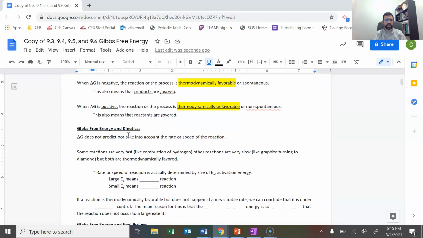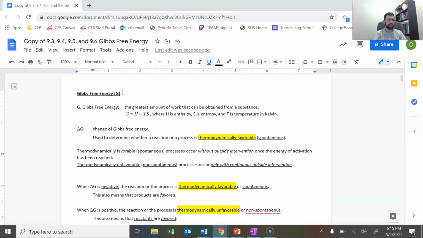Gibbs free energy and kinetics. So first of all, this kind of sums up Gibbs free energy. For it to be a favorable process, one that tends to happen, one that will happen without outside intervention, that is a negative Gibbs free energy. That's what makes it spontaneous or thermodynamically favorable, is for delta G to be negative, when the overall expression here gives you a negative answer.